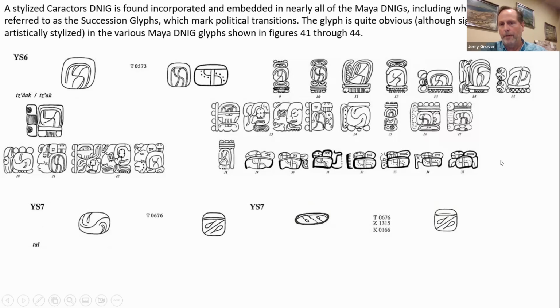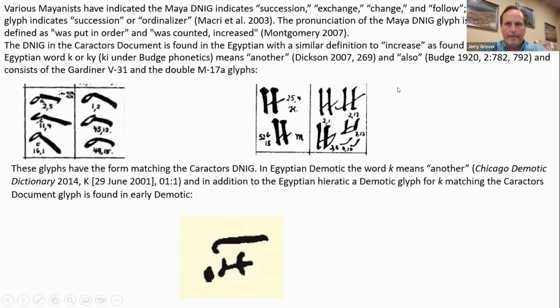So now we'll talk about the definition of that particular distance number glyph, translated as succession, exchange, change, or to follow. That little curly six glyph indicates succession, or it's used as an ordinalizer, meaning it adds a numeric value to whatever it's attached to. The pronunciation of the DNA is sac or psychogeny. Just don't quote me on that.